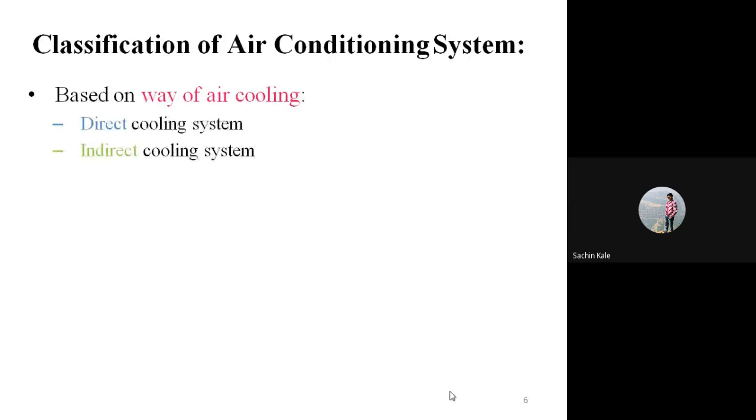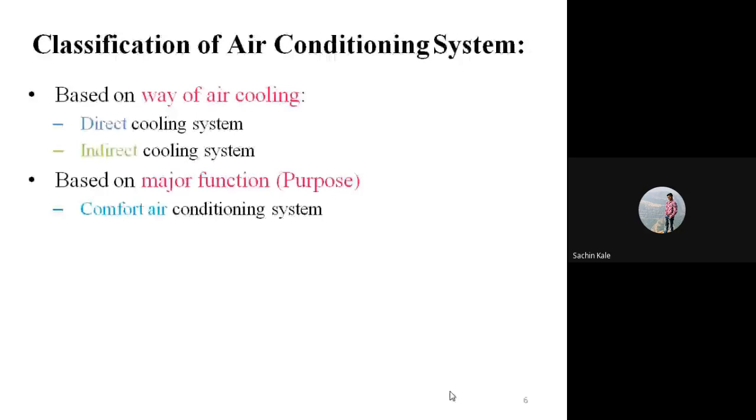Then the second classification is based on major function or major purpose. In that there are basically two categories. The first one is called the comfort air conditioning system, and the second one is called the industrial air conditioning system. Based on purpose, in the comfort air conditioning system, our major purpose of doing the air conditioning is to obtain human comfort, that is, conditioning of air for human comfort as well as human health, as well as to increase efficiency.